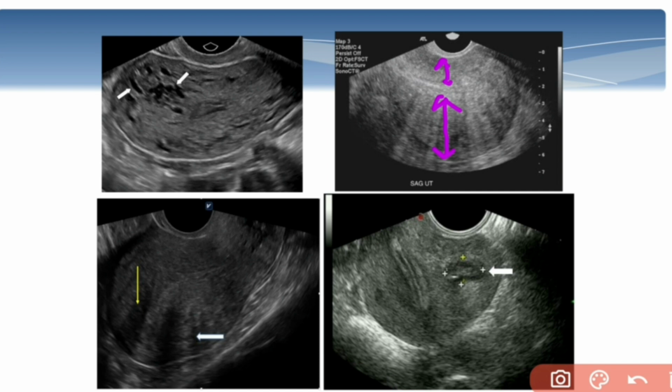In the third figure, there is posterior bulging present. It is another feature of adenomyosis in TVS findings. And there is presence of focal adenomyotic tissue in the myometrium. This is another feature of adenomyosis we can find in the transvaginal sonography.